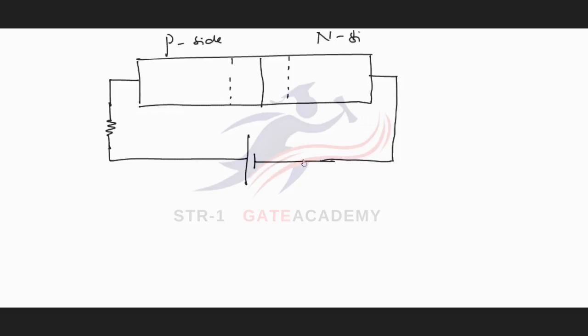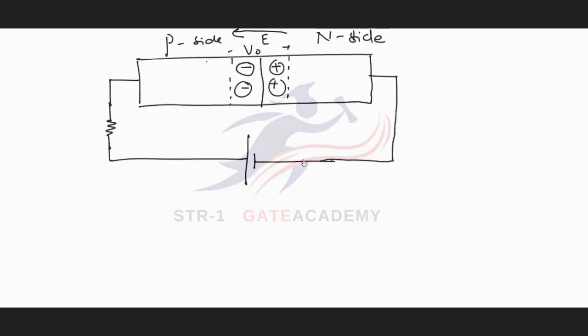This is the PN diode and it is forward biased. P side and N side. On P side there will be negative ions, on N side there will be positive ions, and there will be a contact potential and an electric field which varies from N side to P side.